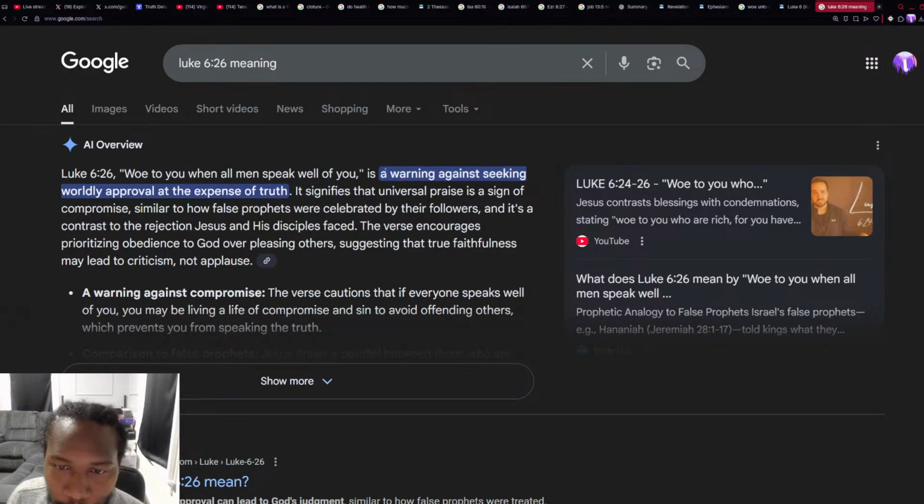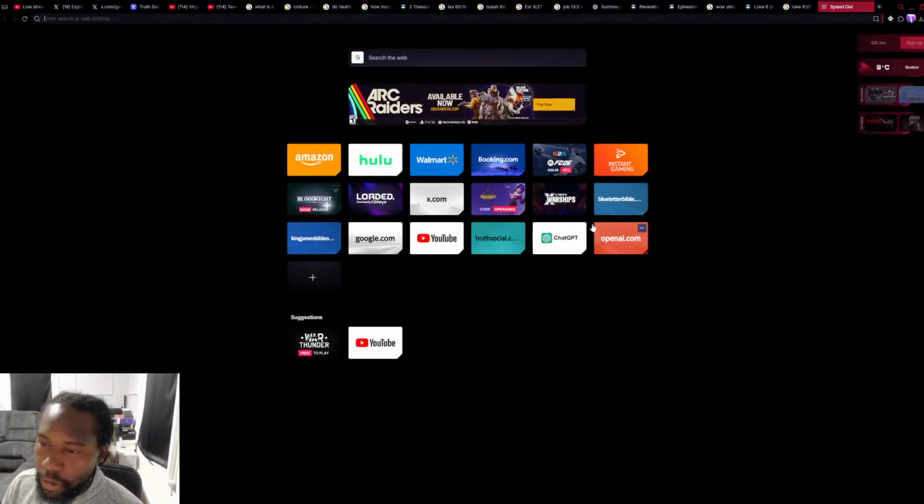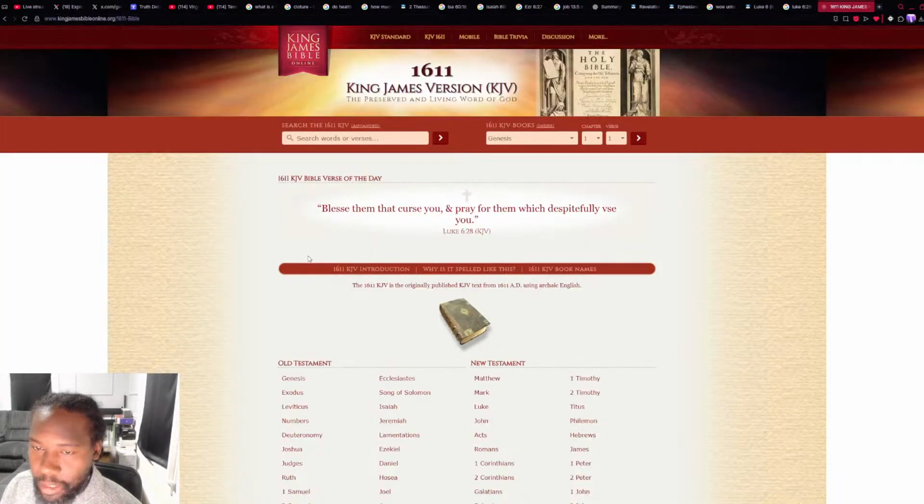Woe to you when all men speak well of you is a warning against seeking worldly approval at the expense of truth. It signifies that universal praise is a sign of compromise, similar to how false prophets were celebrated by their followers. And it's a contrast to the rejection Yahweh Shai and his disciples face. The verse encourages prioritizing obedience to God over pleasing others, suggesting that true faithfulness may lead to criticism, not applause. Beautiful. Not applause. You ain't supposed to be getting all applause like that, man.